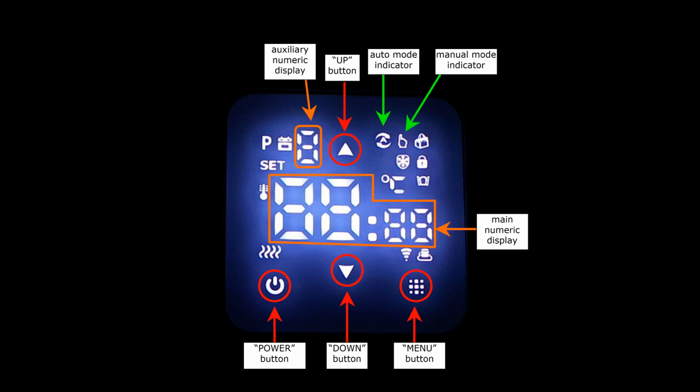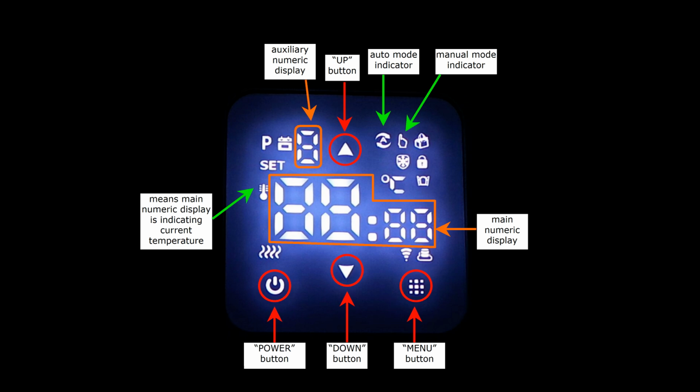Just to the right of that we have an indicator which looks like a hand with a pointing finger. That's the manual mode indicator, and when that's illuminated, that means that you can just set the desired temperature by moving the up and down arrow buttons, and it will just work to that temperature, no programming at all.